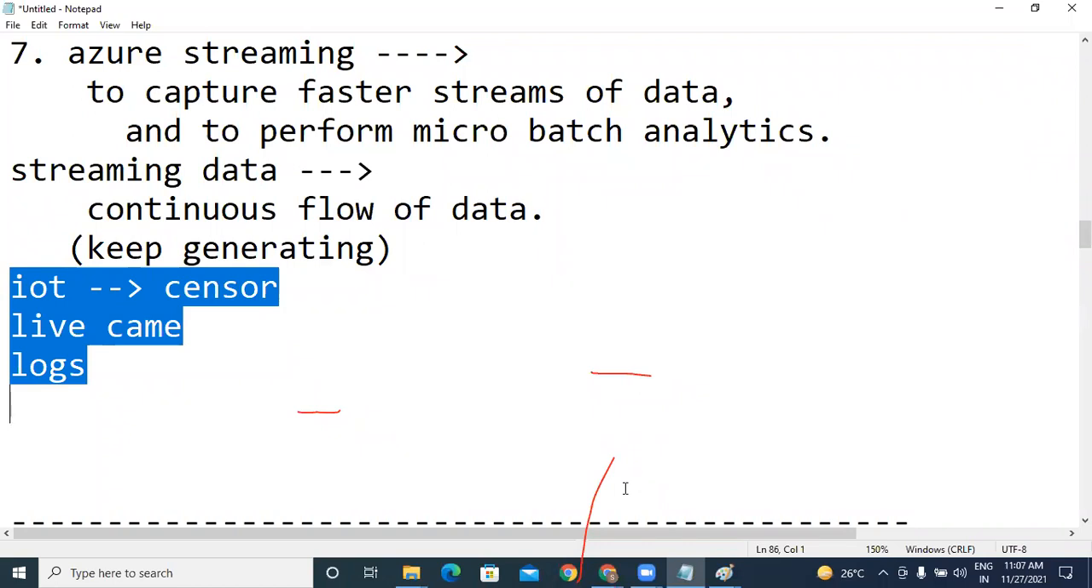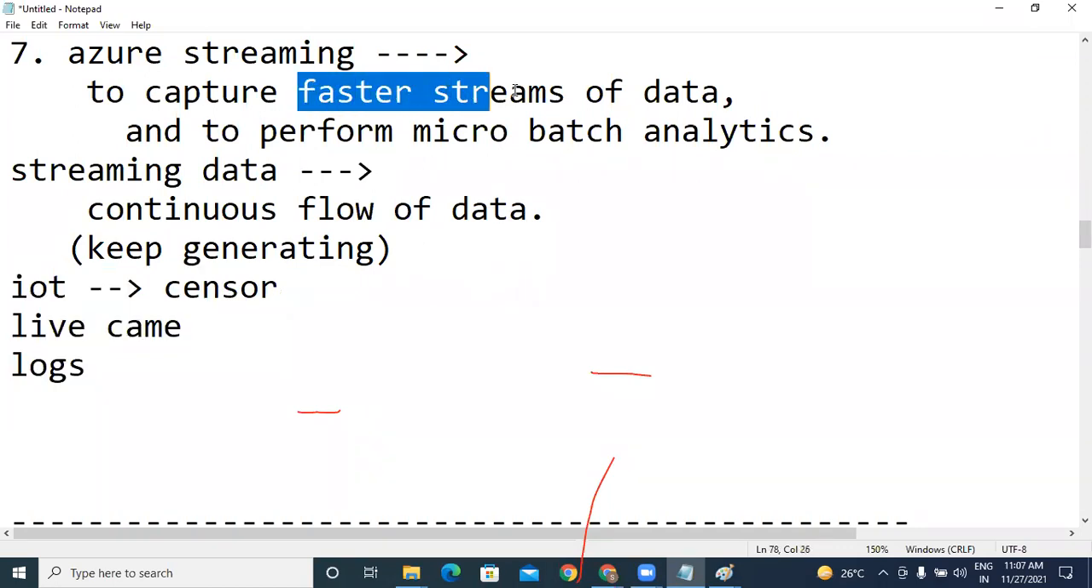Did you understand? Got it? In a second, millions of records are generated. With how much speed their logs are generating, with that much speed, there should be a weapon to capture them. That is the meaning of the first line: to capture faster streams of data.